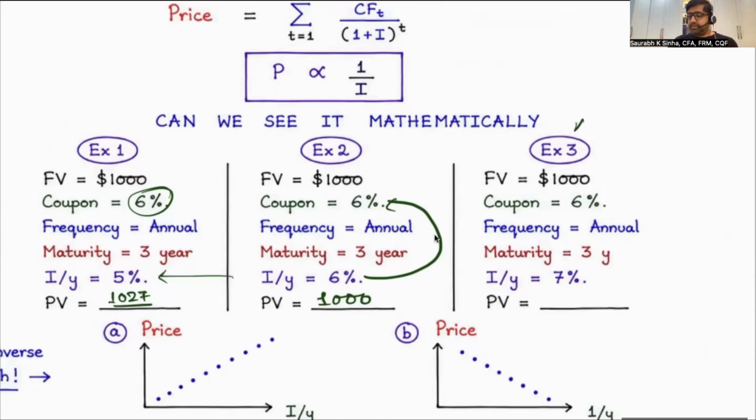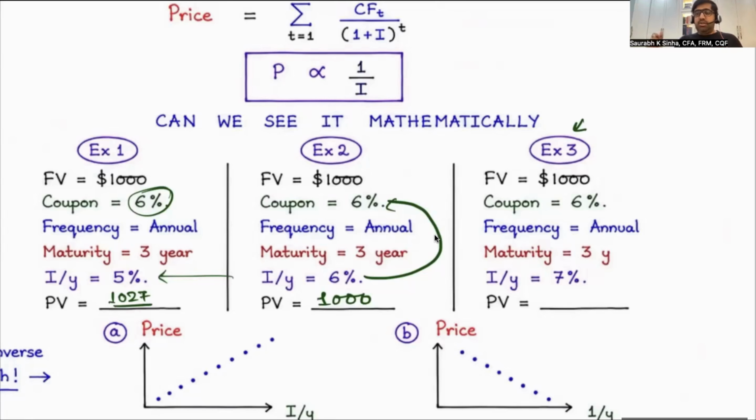Example 3. Face value 1000, coupon 6%, frequency annual, maturity 3 years, I/Y 7%. Interest rate in the market is higher than the coupon. Investor will perceive it as a bad investment, and therefore the value of the bond is going to be less than the face value, which is 1000.